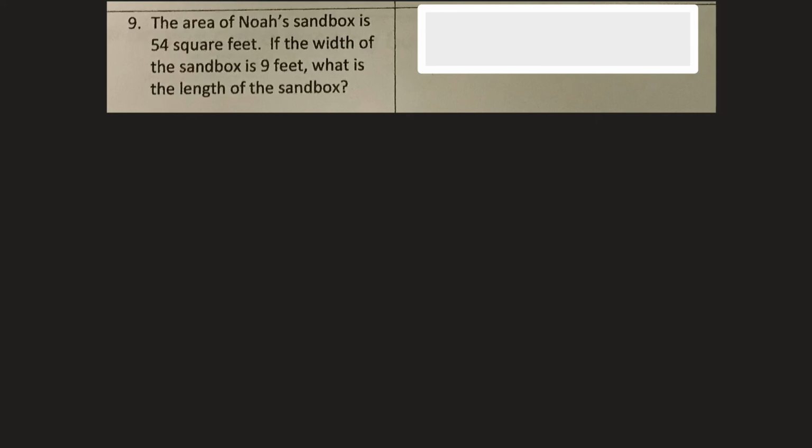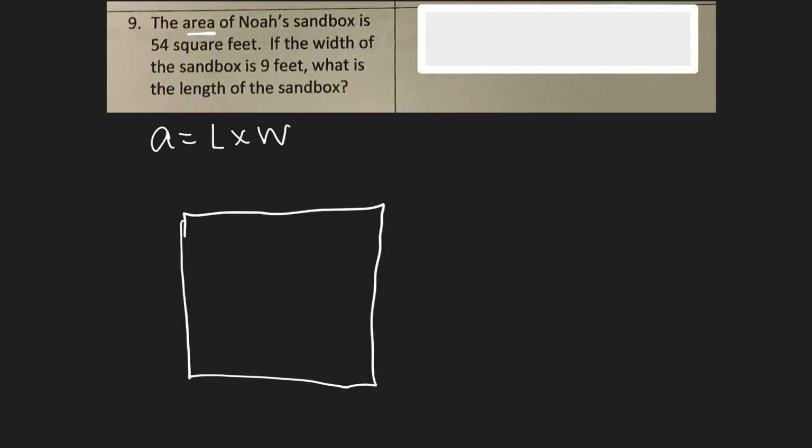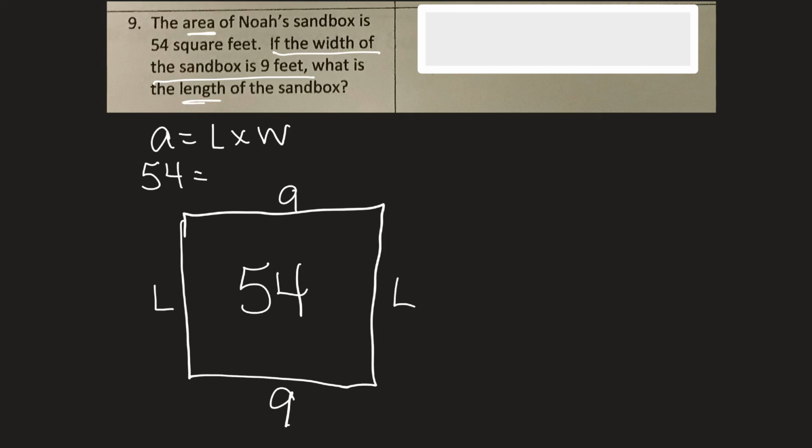Number 9, the area of Noah's sandbox is 54 square feet. If the width of the sandbox is 9 feet, what is the length of the sandbox? So I see area, and I know that area equals length times width. So my question says the area of Noah's sandbox is 54 square feet. The total area is 54 square feet. If the width of the sandbox is 9 feet, what is the length of the sandbox? So we don't know what the length is.